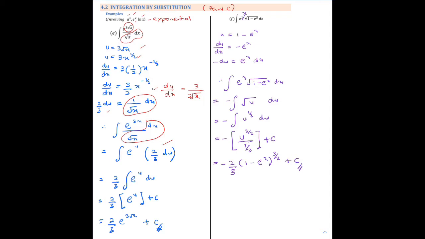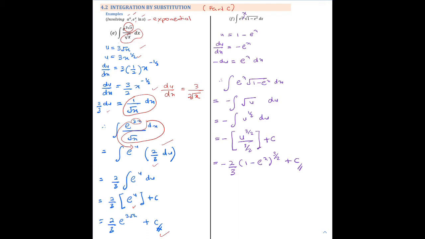So integrate e to the power u. Now take out 2 over 3 because this is constant. So integrate e to the power u du. Integration of e to the power u, we get e to the power u plus c because this is an indefinite integral. So the answer for E, after back substitution, is 2 over 3 e to the power of 3 sec x plus c.